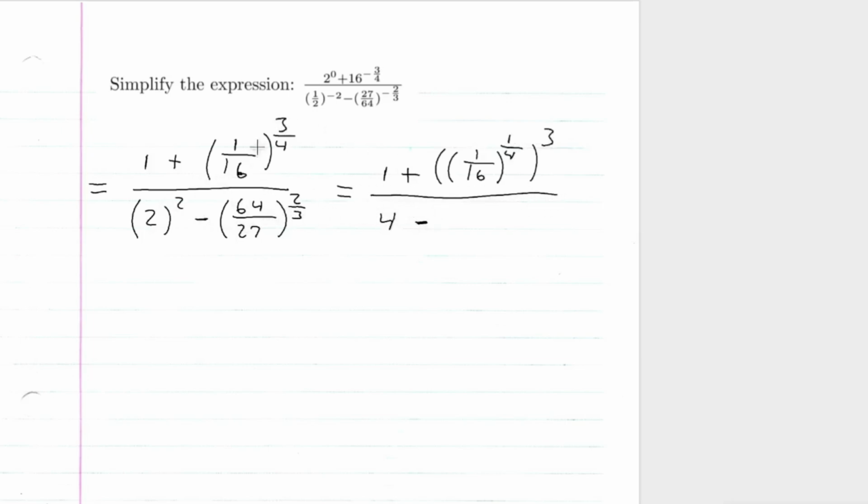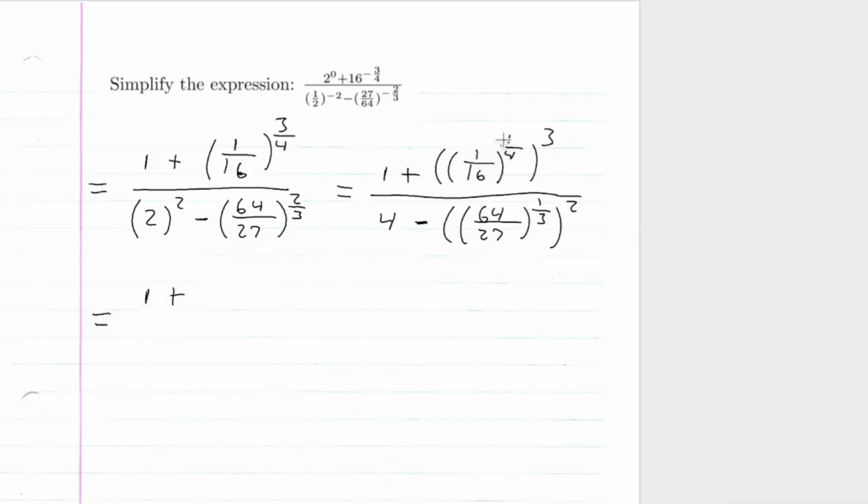And then over here, I'm going to use the same trick. So this is going to be 64 over 27 raised to the 1/3 raised to the 2. Okay, so it's going to be 1 plus.